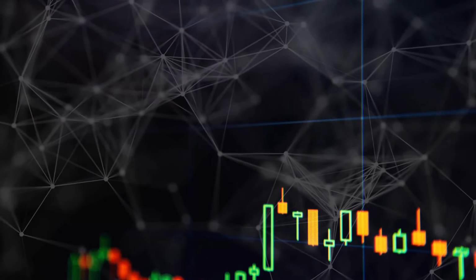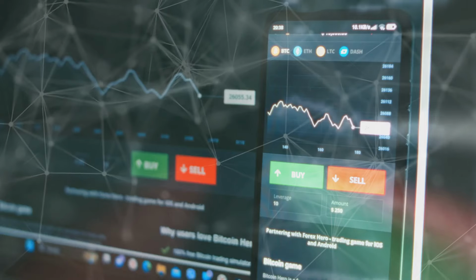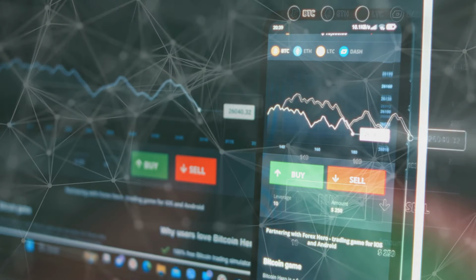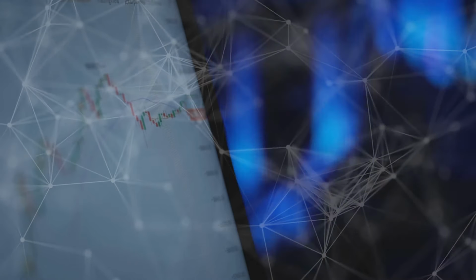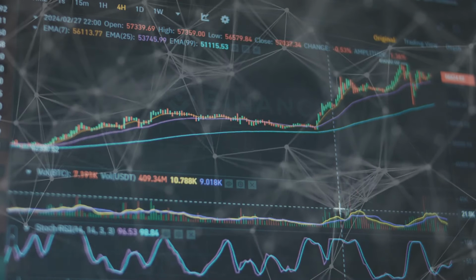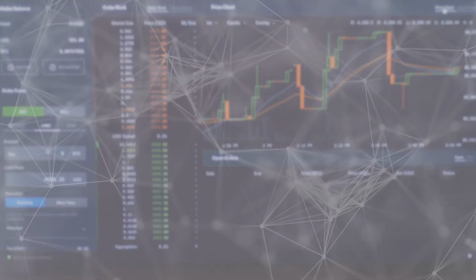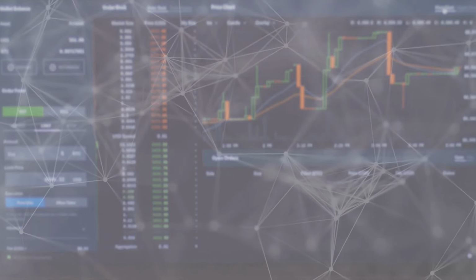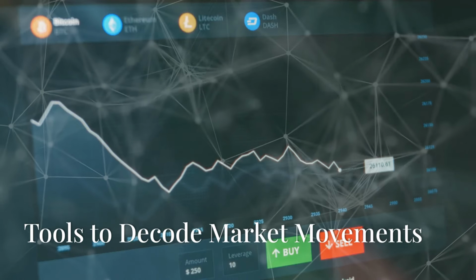Navigating the complex world of cryptocurrency trading requires powerful tools for analysis. Among the most essential of these tools are charting platforms. Popular charting platforms like TradingView, Coinigy, and the native tools provided by crypto exchanges offer a suite of features. These platforms provide real-time data and allow traders to visualize price movements through various chart types. This level of customization is crucial for spotting trends and patterns that might otherwise go unnoticed.